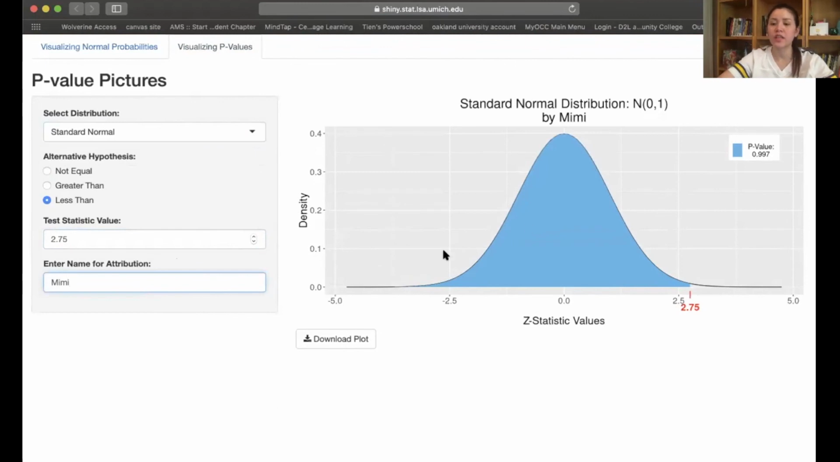As you can see, the probability is equal to 0.997. So according to Shiny app, my p-value, if x is less than or equal to 8, is equal to 0.997. And that is our final answer.